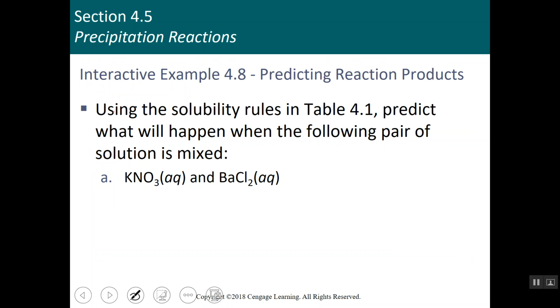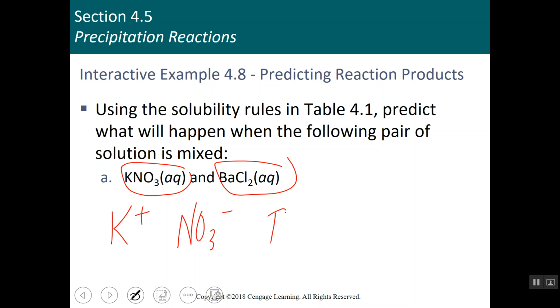So using those solubility rules, predict what will happen when the following pair of solutions is mixed. Again, these are aqueous. These are ionic compounds that are aqueous. That's what that AQ stands for. So what do they really look like? We really have in solution potassium ions, nitrate ions, barium ions, and then we have 2 chloride ions for each formula unit of barium chloride.